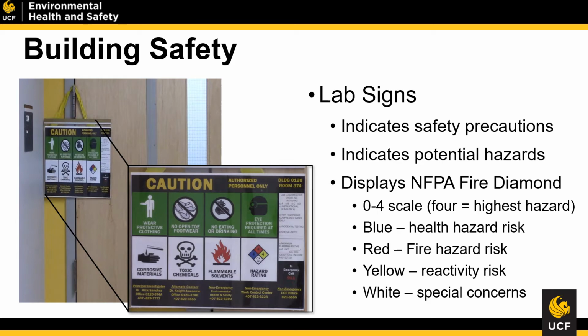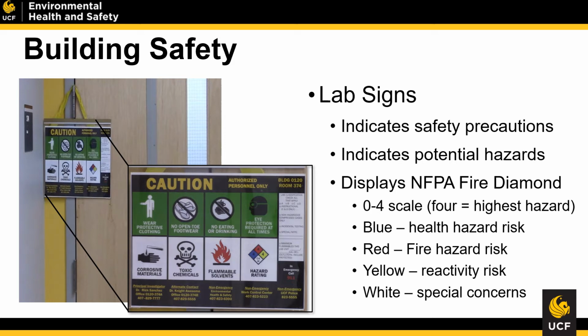Those boxes indicate standard operating procedures for lab safety, such as you must wear a lab coat, you must have closed-toed shoes, you cannot eat or drink within a laboratory, and you must wear the appropriate lab safety goggles. It also indicates hazards. Hazards could be corrosive materials, flammable solvents. It also gives us an indication of our fire diamond.